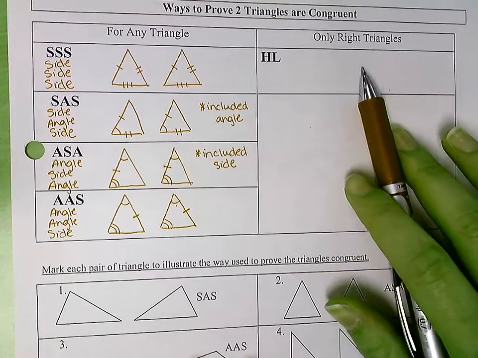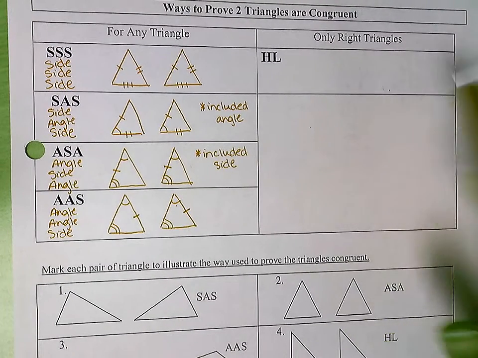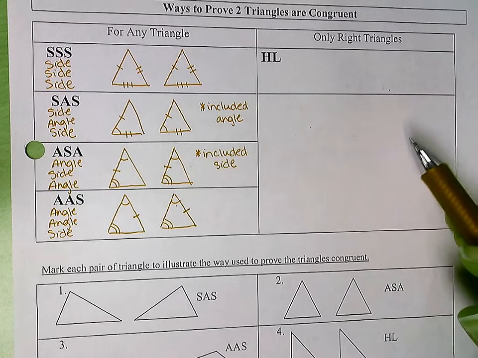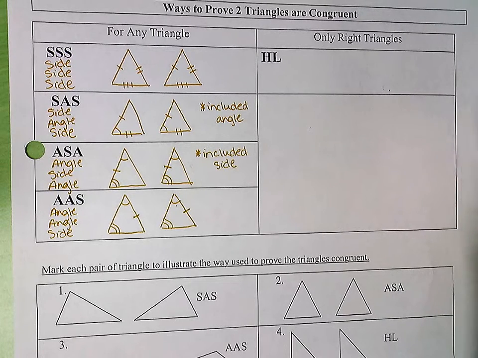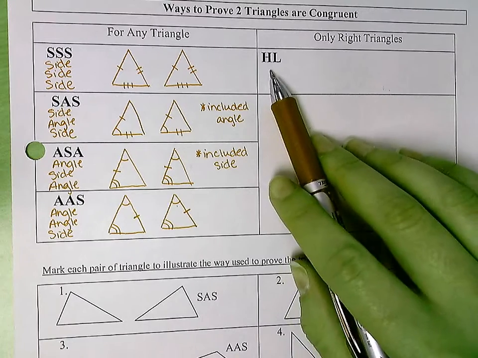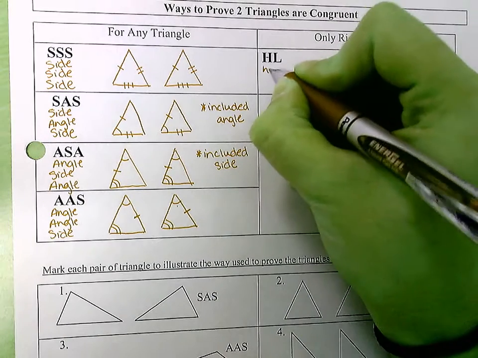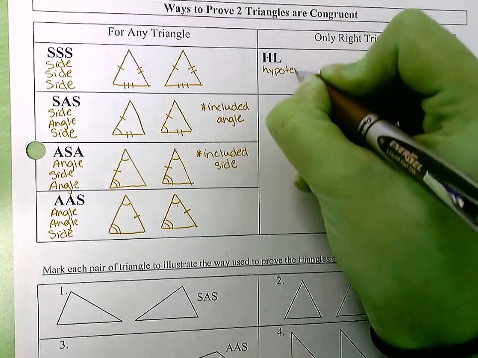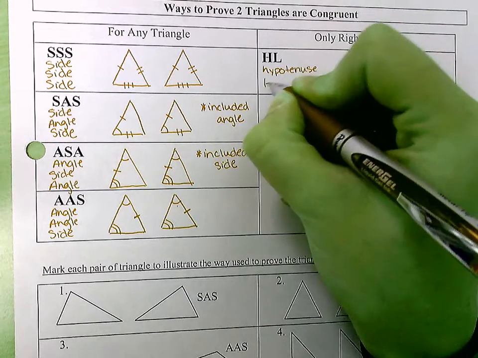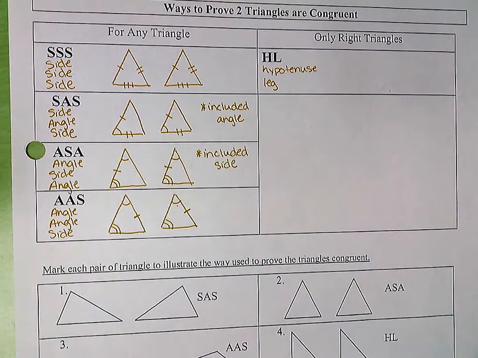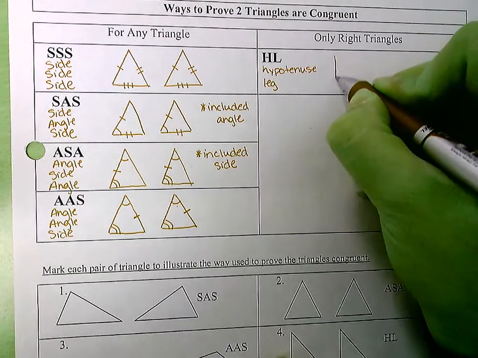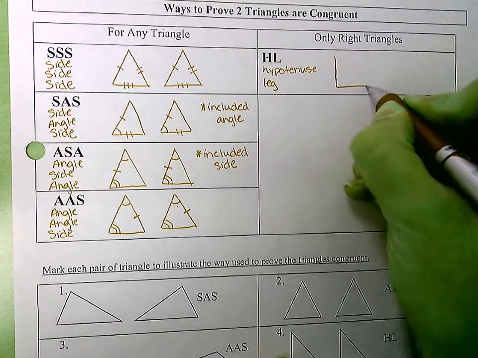All right, the last one we have here is for right triangles only. For right triangles only, we have hypotenuse leg. For my pictures, I want to make sure to draw two right triangles.